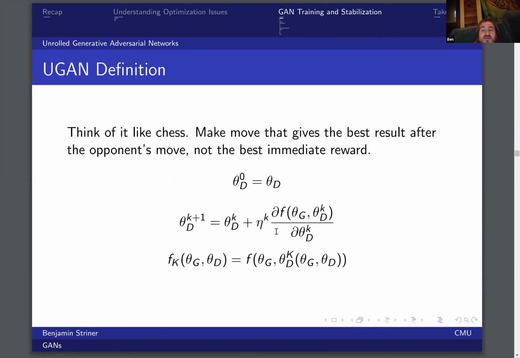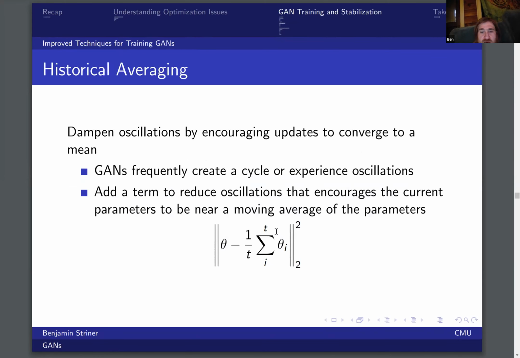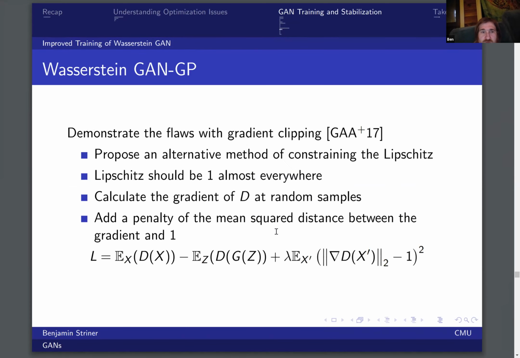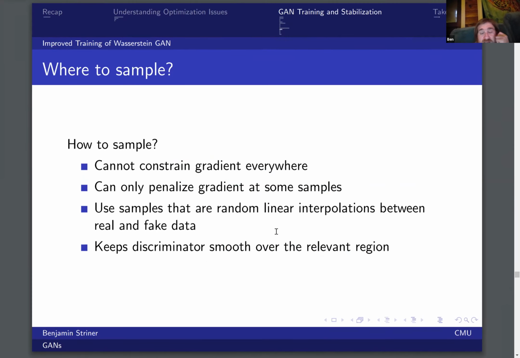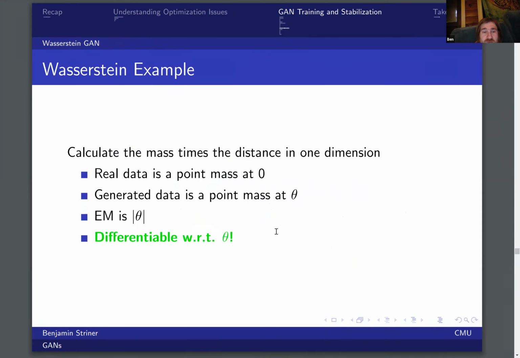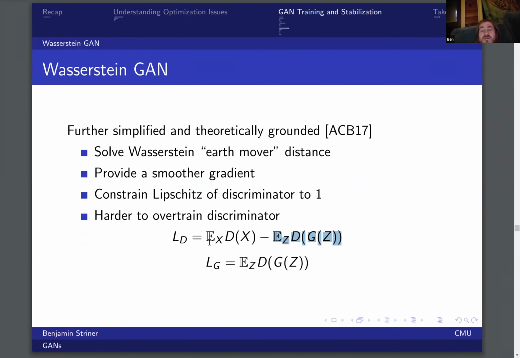I might not actually have the original GAN loss in this version of the document. But what we have in the original would be E_x log D(x) plus E_z log(1 minus D(G(z))).